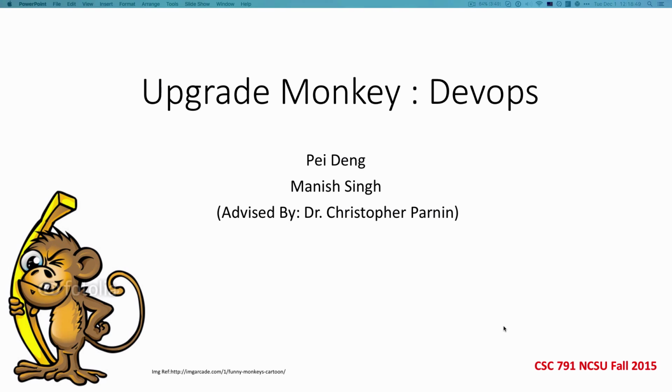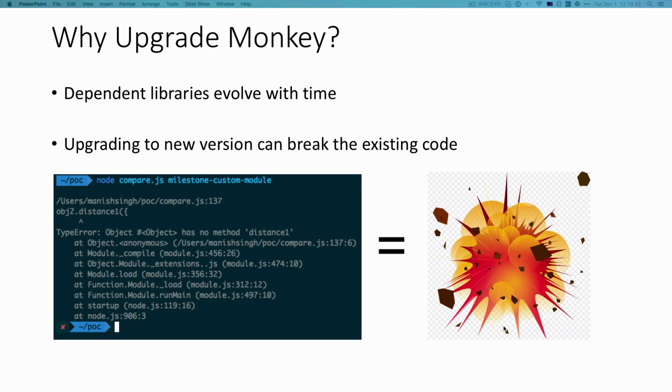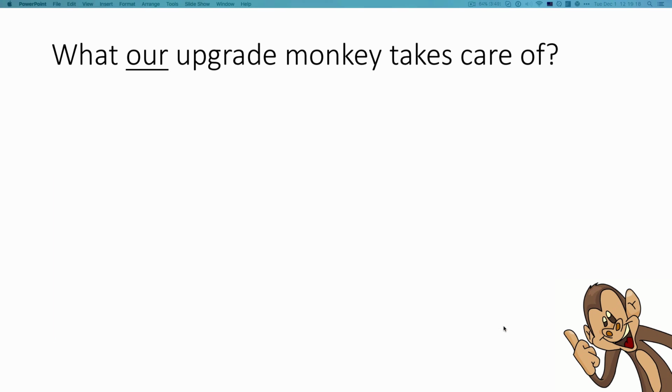So let's get started. Upgrade Monkey is used for upgrading the dependencies and dependent libraries. Why do we need Upgrade Monkey? Because dependent libraries evolve with time, and upgrading to a new version can break the existing code. As you can see in the screenshot, it is suggesting that there is no method called distance one, probably because there is a change in the method name in the libraries. So what does Upgrade Monkey take care of?